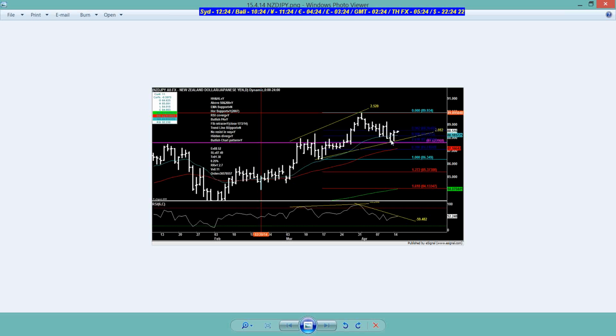Okay, so you've got your fibs in the right place this time. That's good. You've got the correct checklist. That's good. You're above the moving averages. You've got horizontal support. Yep. RSI convergence, bullish price action. Yes. RSI convergence.